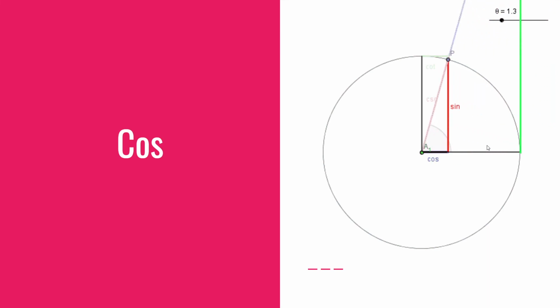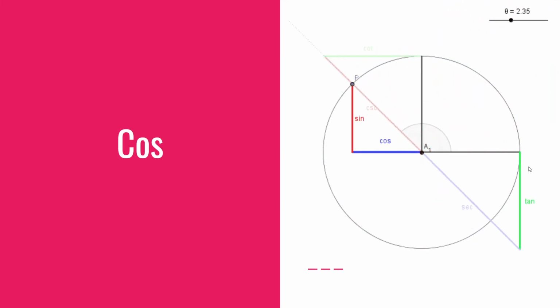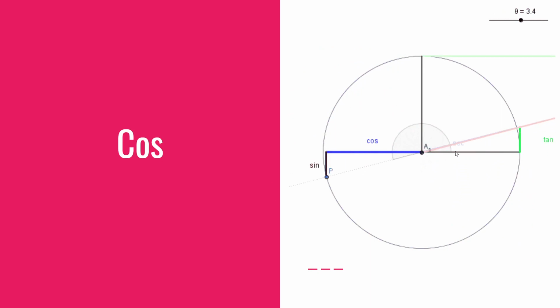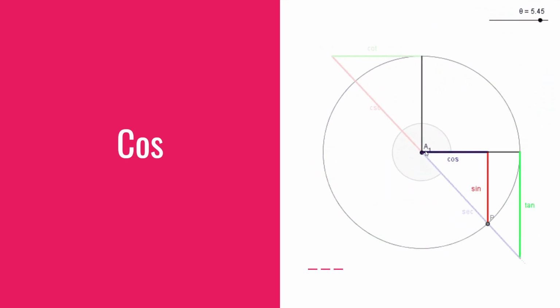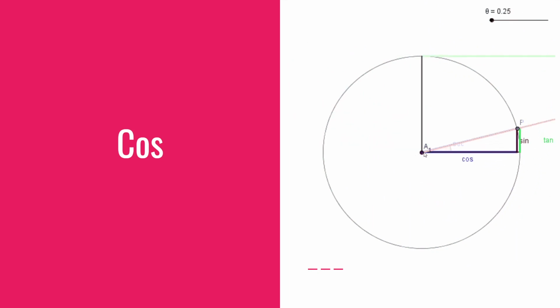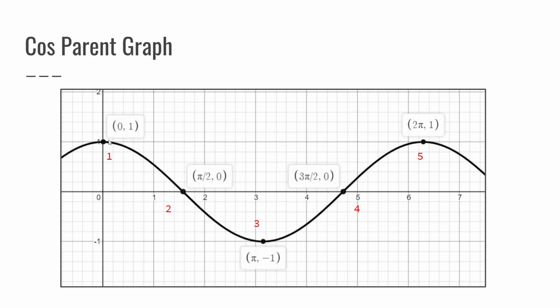Next, moving to cosine. You'll notice cosine at 0 degrees is at its maximum. So cosine starts at its maximum, moves to its neutral point, moves to its minimum, back to neutral, back to maximum. And because of this, our first point is maximum, right? So it looks just like the sine graph, except it starts at its maximum instead of starting at a neutral point.